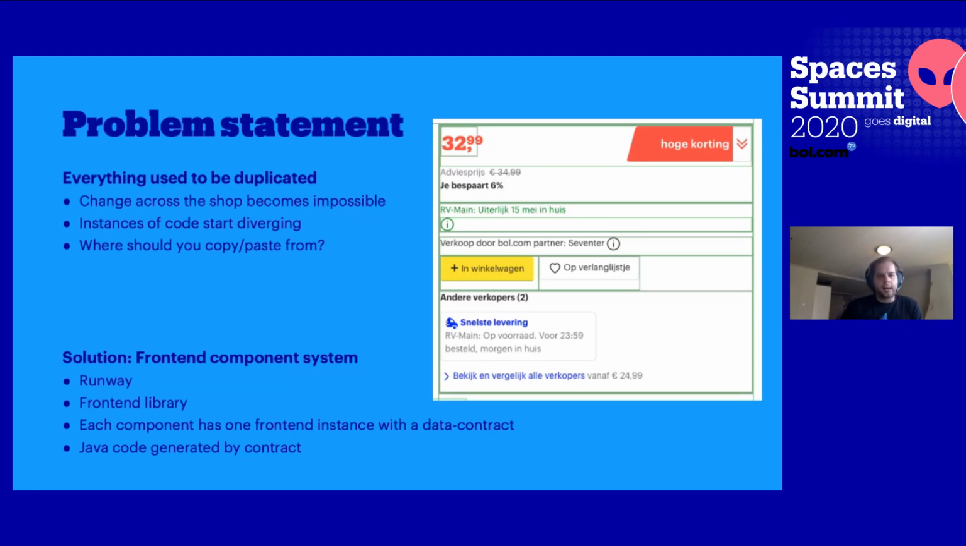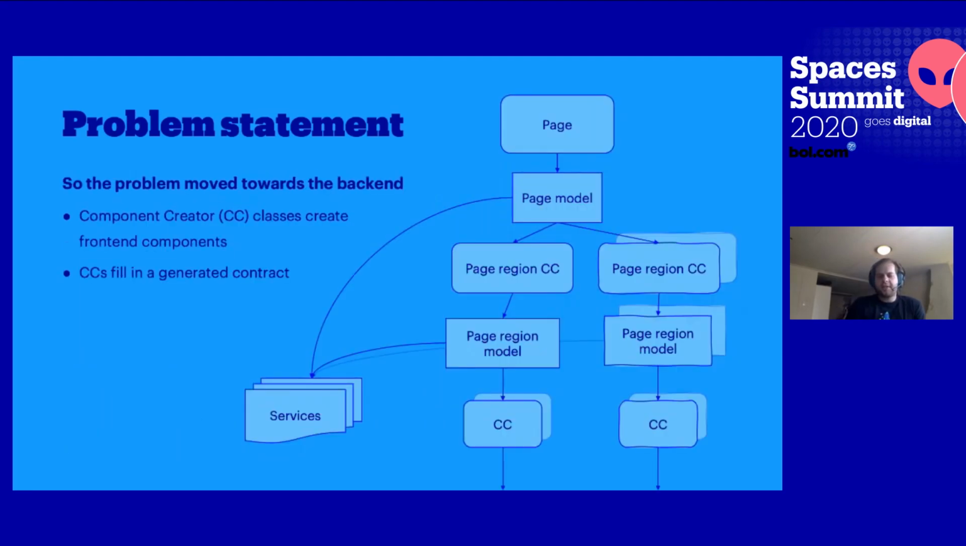Now, the way Runway works is that we have one component, and for each component, a data contract is created. With this data contract, we can create a front-end component from the Java code. So Runway generates Java code based on this contract, and then we can call it from our application. Of course, it didn't solve the problem. The problem just moved towards the back end. So now we only had one instance of each front-end component.